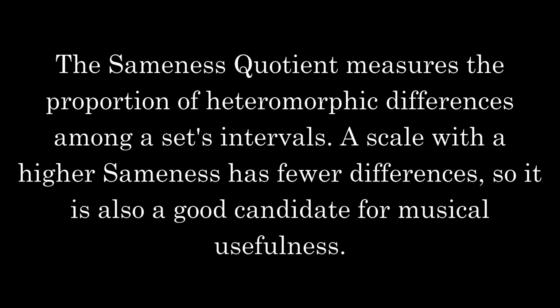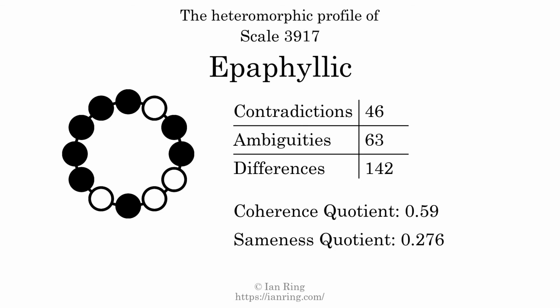The sameness quotient measures the proportion of heteromorphic differences among a set's intervals. A scale with a higher sameness has fewer differences, so it is also a good candidate for musical usefulness. The sameness quotient is 0.276.